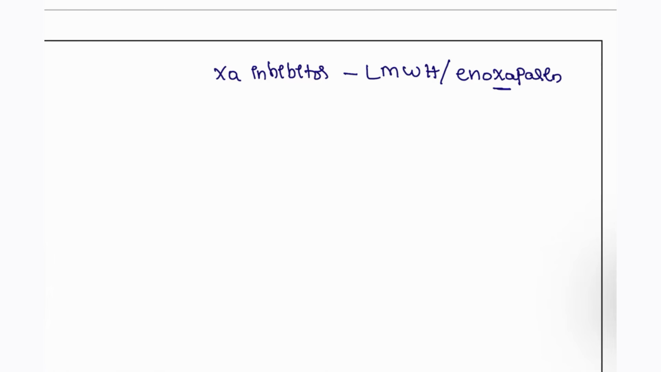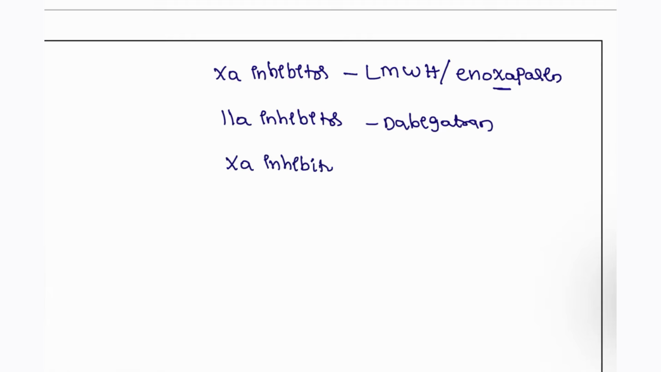Next, other anticoagulant agents are the 2A inhibitor, that is dabigatran, and other 10A inhibitors. These are the oral agents. All these drugs end with -xaban, like rivaroxaban and apixaban, that is what you are going to see.